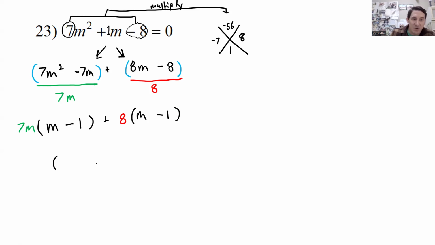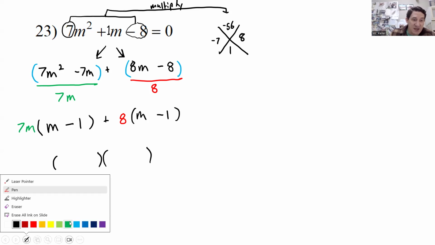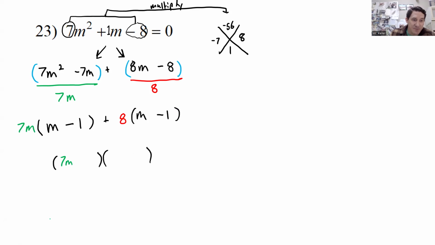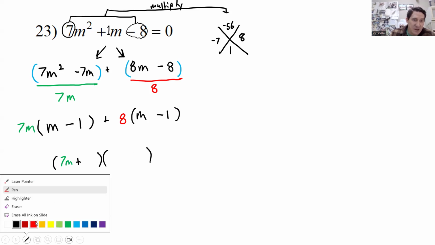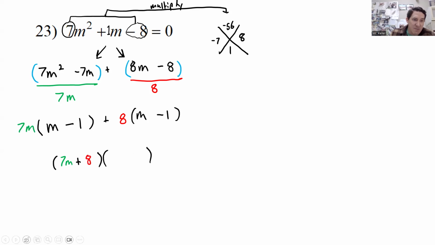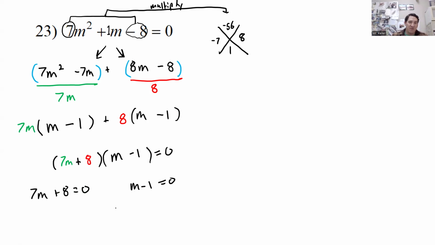So now I'm going to regroup our factors together. The first grouping is going to be the GCFs grouped together. So 7m plus 8. And then m minus 1, that identical grouping is our second factor, m minus 1. So now we have our factors. Now we separate them out and set each one equal to 0 and solve.